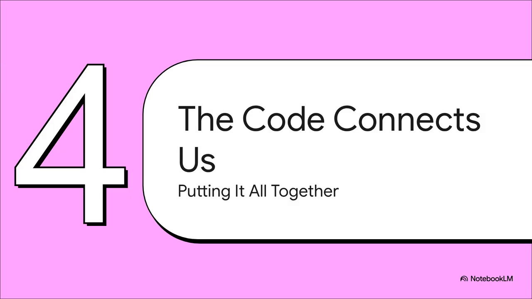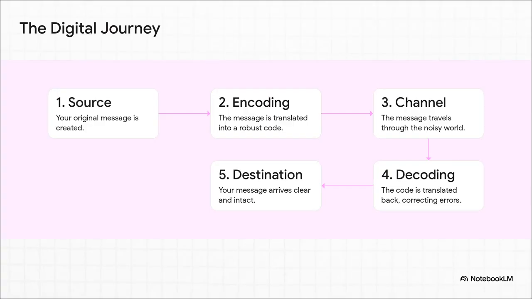So from the noisiest, most chaotic environments to the most pristine and quiet ones, these codes are constantly working behind the scenes. Let's put it all together and see what the journey of a single message actually looks like. Every message you send goes on this amazing digital journey. It starts as your original idea, the source. Then it gets translated and wrapped in a protective layer of code. That's encoding. It then has to travel through the crazy, noisy world, the channel. But because of that clever code, the decoding process can rebuild it, stripping away the noise, correcting the errors until your message arrives at its destination, perfectly clear and intact.